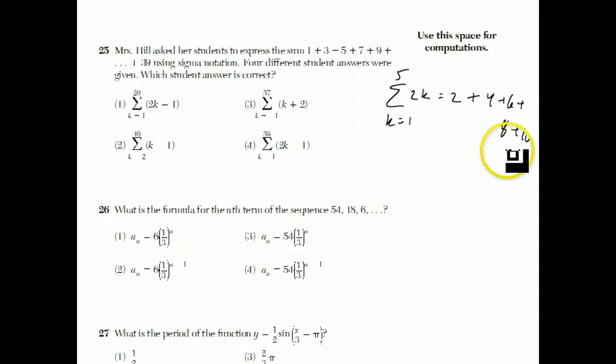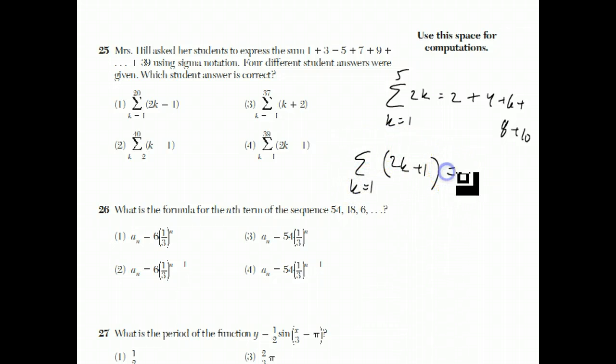So if it was 2k, it would make all the even numbers. If I go 2k plus 1, k equals 1, starts at 1, I would get 2 times 1 is 2, plus 1 is 3. Maybe I better do 2k minus 1.